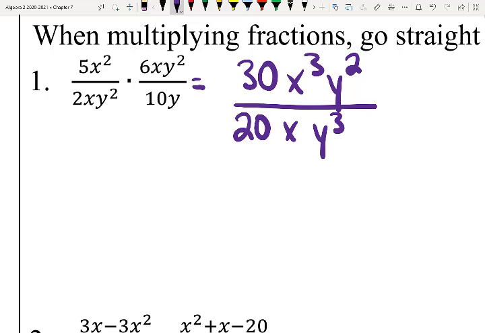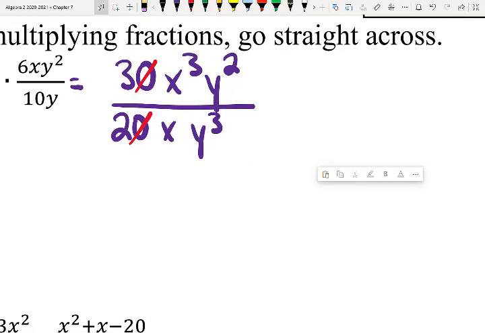So now that I have it as a single numerator and single denominator, I can go ahead and reduce however you prefer. Looking at my coefficients, I can see that they're both divisible by 10. I can just cross out those zeros. 30 over 20 is going to reduce to 3 over 2. Depending on whether you are thinking about this as reducing and canceling what's in common between top and bottom, or using the quotient rule, where you do your top exponent minus your bottom exponent, is going to differ.